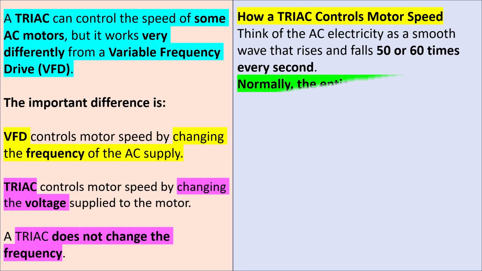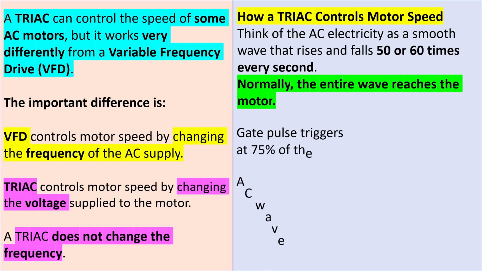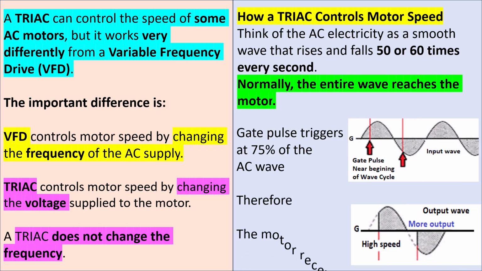Think of the AC electricity as a smooth wave that rises and falls 50 to 60 times every second. Normally, the entire wave reaches the motor. If the gate pulse triggers at 75% of the AC wave, the motor receives 75% of the voltage.